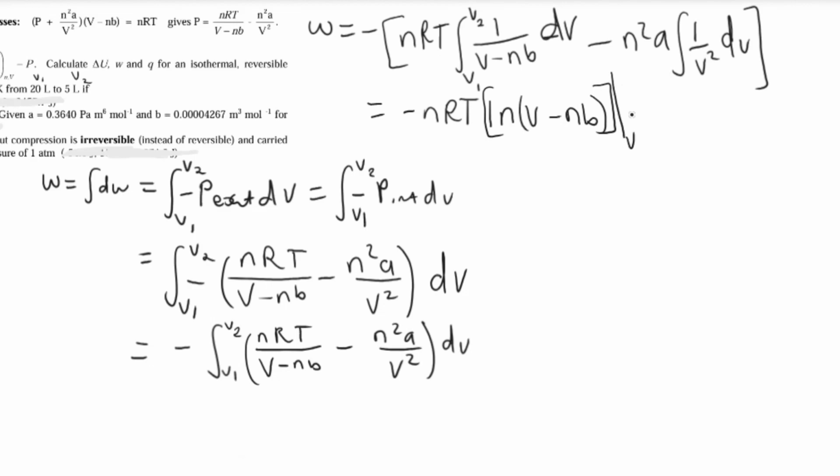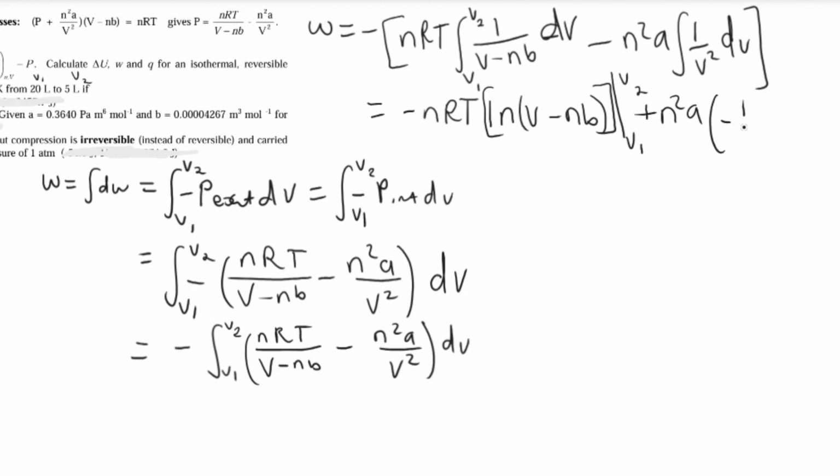And then we have this negative, multiply with this negative, you get a positive. So we're going to add this. We're going to add here plus n squared a, and then we integrate this guy here. When we integrate that guy, we have a negative of what? A negative of 1 over V.